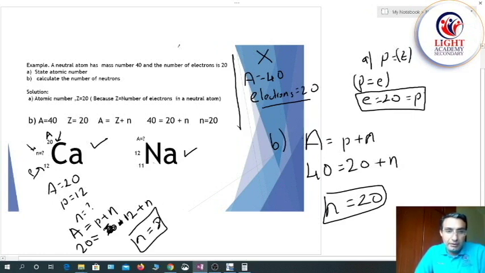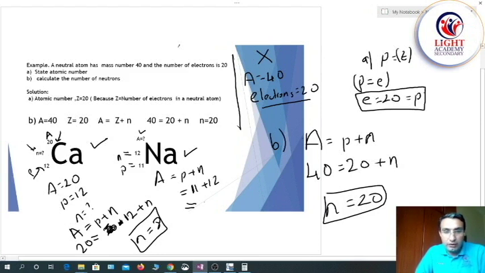In the second example, they are asking the value of A. I have the number of neutrons, I have the value of protons, so I know that A is equal to P plus N. P is 11 plus N is 12.